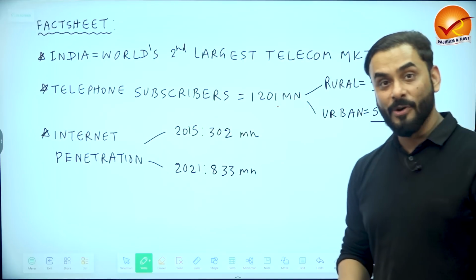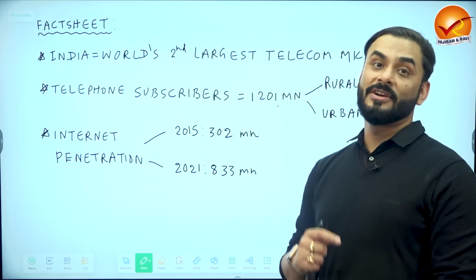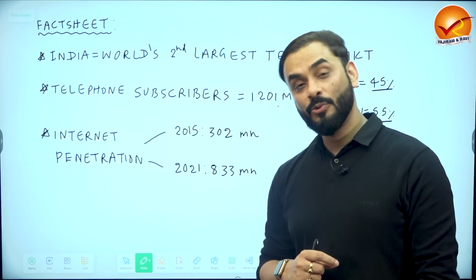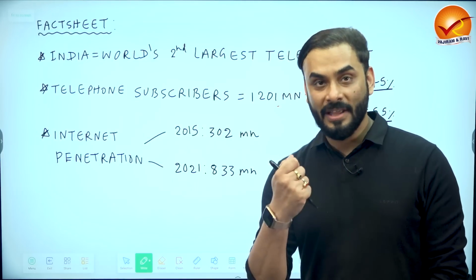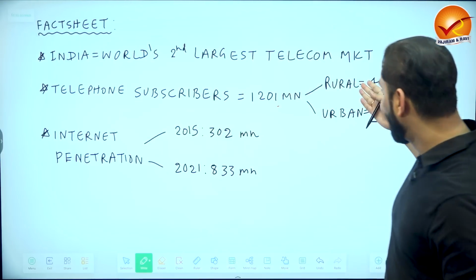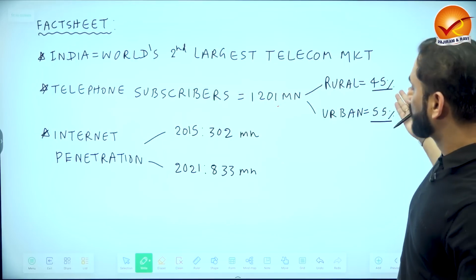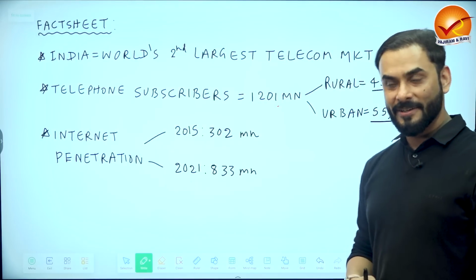So for example, the concept of e-rupee which the government created, right? Through e-rupee, the government wants to provide subsidies to people, etc., those who have telephones in their hands. So guess what? 45% of the phone subscribers are in rural areas. So a good thing, right?